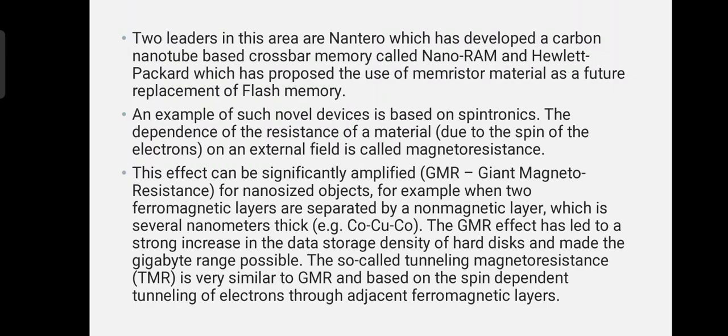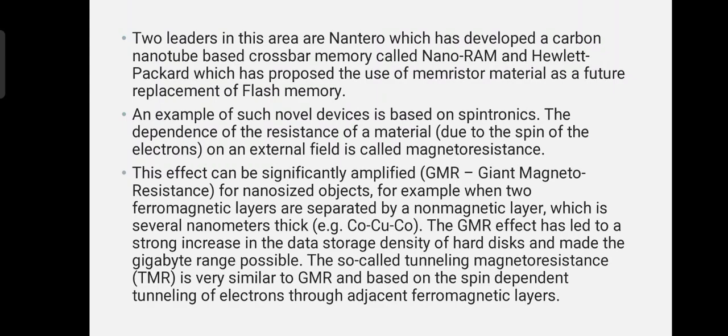An example of such a novel device is based on spintronics. The dependence of the resistance of a material, due to the spin of the electrons, on the external electric field is called magnetoresistance. This effect can be significantly amplified. GMR, giant magnetoresistance, is magnetoresistance for nano-sized objects.